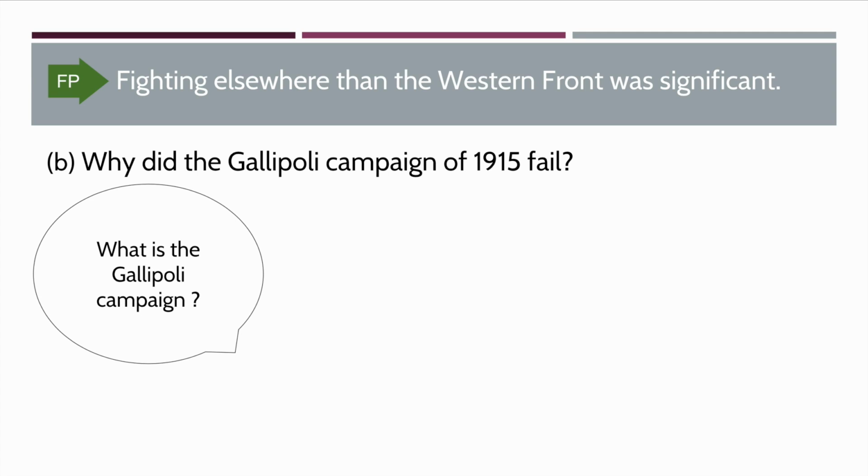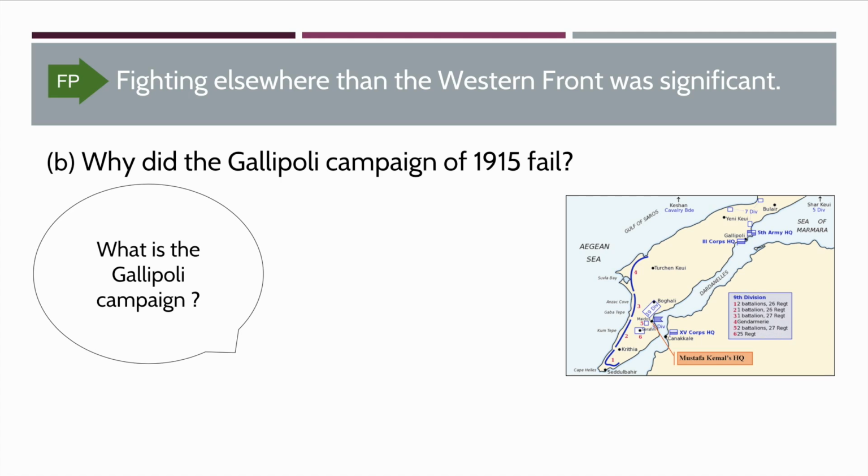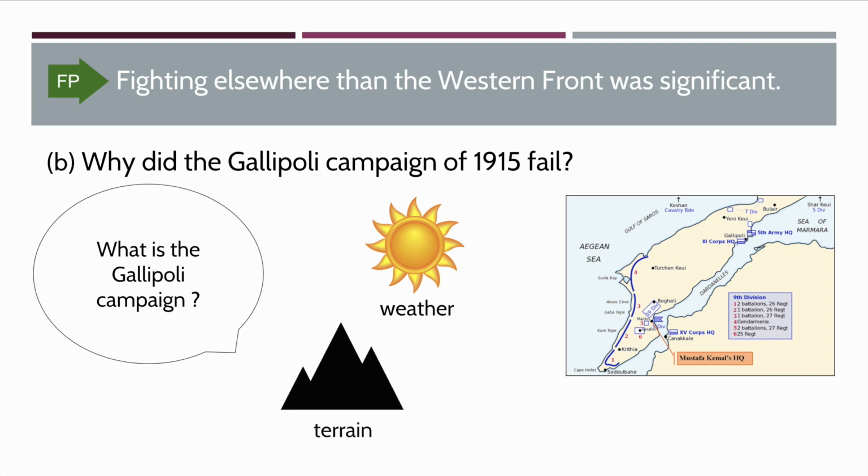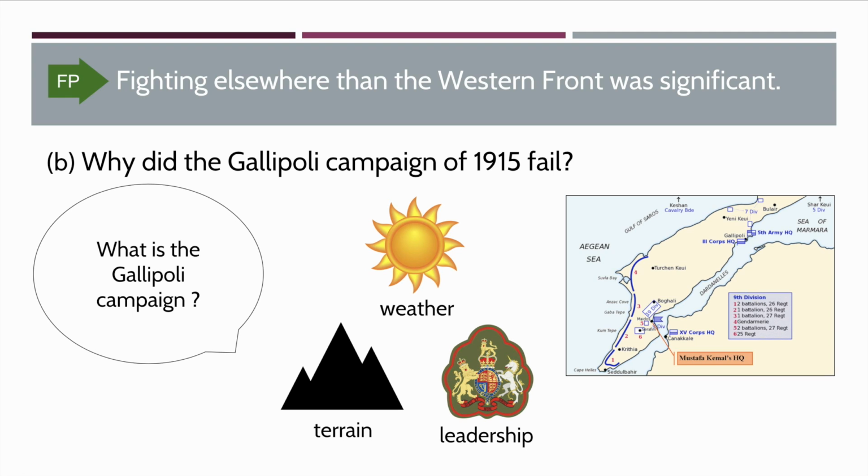The first thing that we need to know is, where is Gallipoli and who was involved? And one of the things that I've done in advance is think about this topic and try to break it into 3 specific categories. 3 of the main reasons why I believe the Gallipoli campaign failed is because of weather, terrain, and also leadership. So we're going to begin talking about this. I have a nice introduction that will give you some background information to what the Gallipoli campaign is.